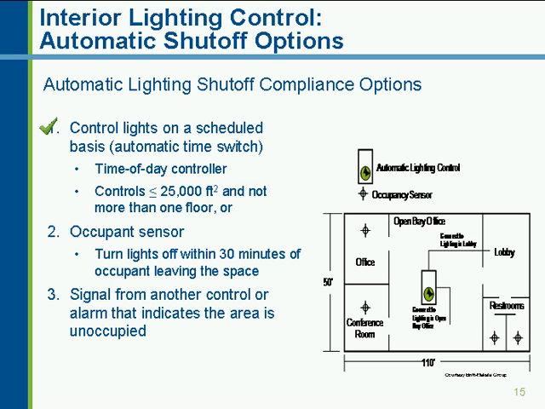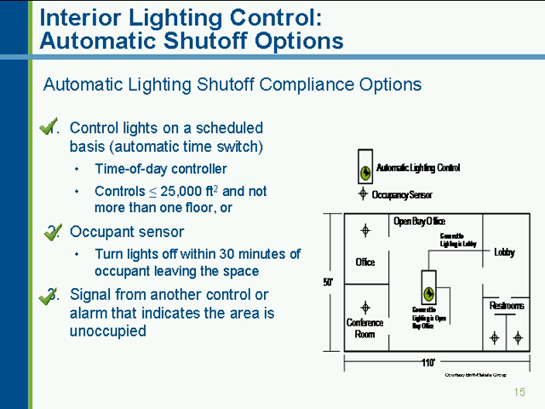Or you can comply with occupancy sensors that turn lights off within 30 minutes of the occupant leaving the space. And these, if they were put in every room, would also comply. One point to make here is that you can combine these two, as you see in the graphic. You can have occupancy sensors in some spaces where it makes sense and have a whole building control switch system for the rest of the spaces. The combination works just fine to comply with the code as well.